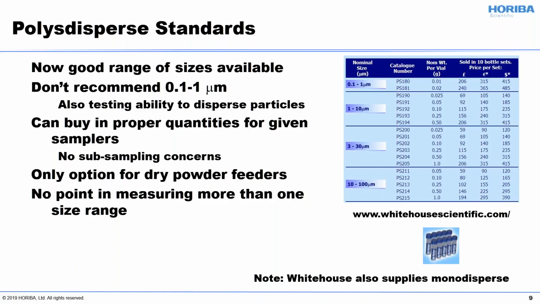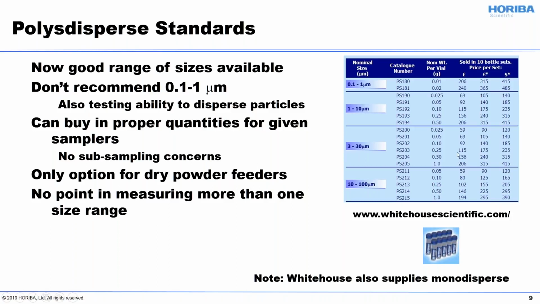The good news is you can buy in a proper quantity for a given sampler. And so we don't have any sub-sampling concerns. So if you go to Whitehouse, you can buy these tiny little tubes of glass beads, and you just dump the entire tube into the system and make your measurement, which means you don't have to worry about super careful riffling to ensure that every bottle has exactly the same distribution of sizes. Whitehouse has basically done that for you. And so anyway, I'm kind of a fan of that.